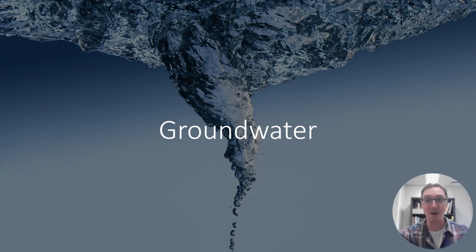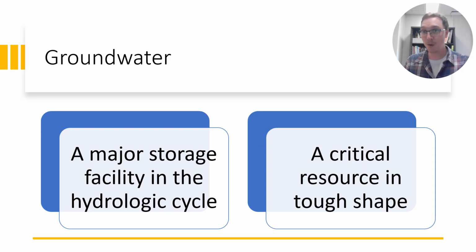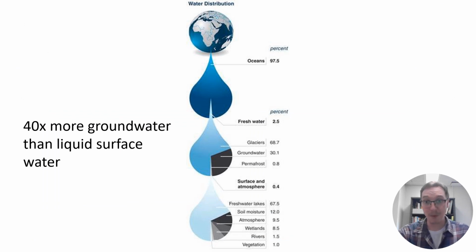Let's talk about groundwater. First off, we know that it is a major storage facility in the hydrologic cycle. It's also a critical resource in really tough shape. These are the two main focal points that we're going to continue with for the rest of the lecture here. So it's a main resource. 40 times more groundwater exists than liquid surface water. So that's water that's underground, tough to get at, but fresh water, 40 times more of it.